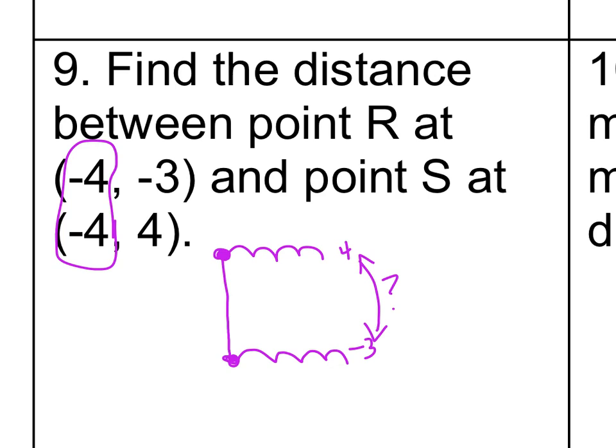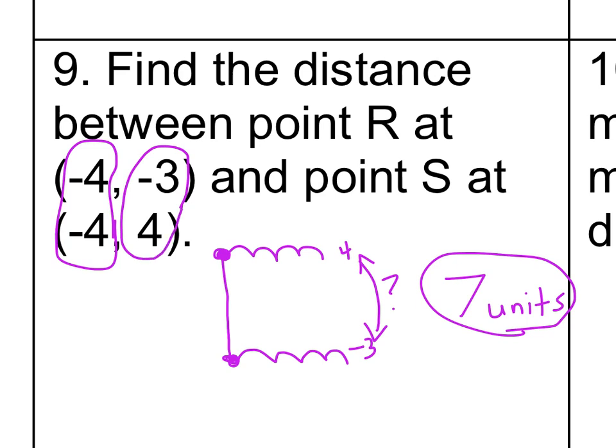How far is it from 4 to -3? Well, to get from -3 back to 0 is +3, right? And then another 4 up, so it's 7. They're 7 units apart. So we don't need a coordinate grid. We can just find the distance between the two coordinates that are different, right? Our x's are the same, so we compare our y's. If our y's are the same, we compare our x's.